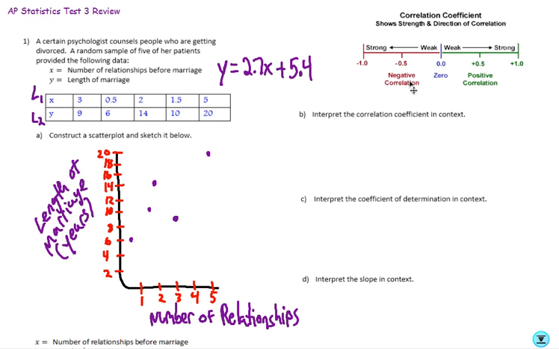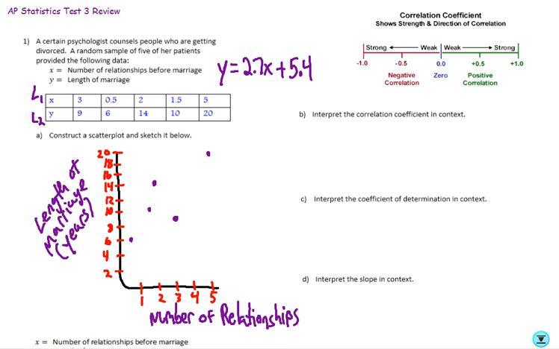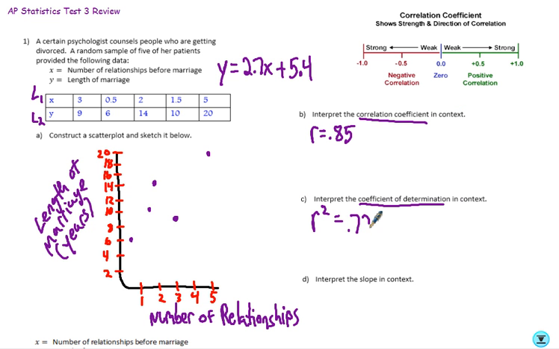And then there's a couple other numbers that it gives us. It gives us the correlation coefficient, which is where it says r. So we can round that, let's say, to 0.85. So we can say that r is equal to 0.85. And then the coefficient of determination, which is what the r squared gives us, is going to be 0.72.